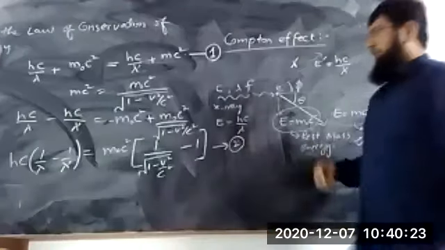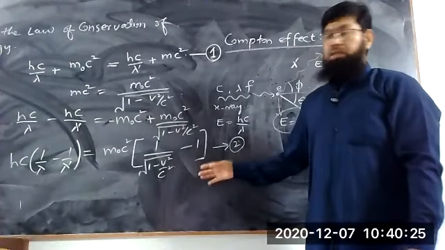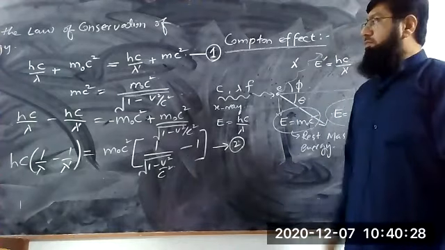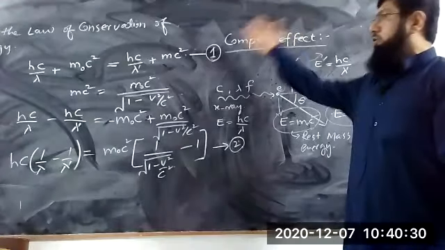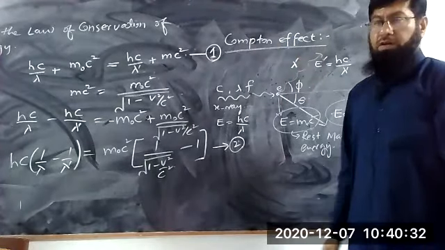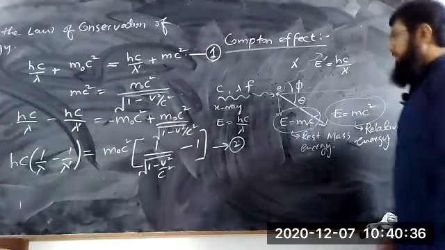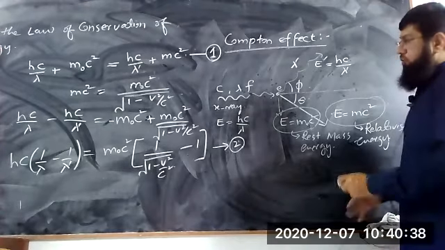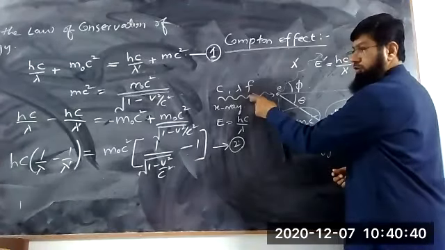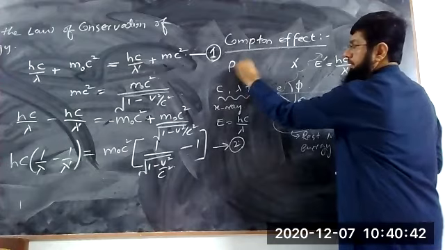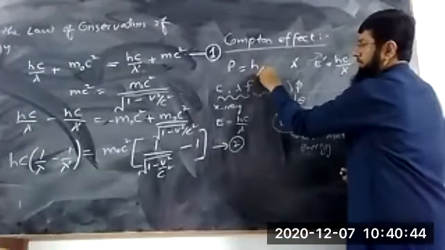This is the relation which we have obtained from the law of conservation of energy. So now we have to look at the law of conservation of momentum. You know that momentum is a vector quantity. So here the momentum of the photon is P equal to h over lambda.